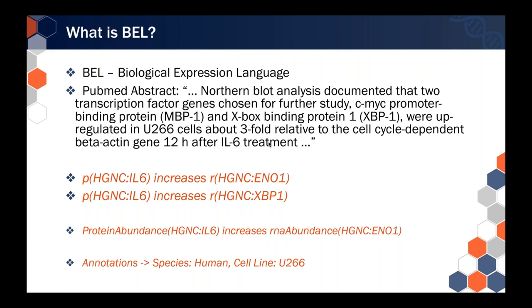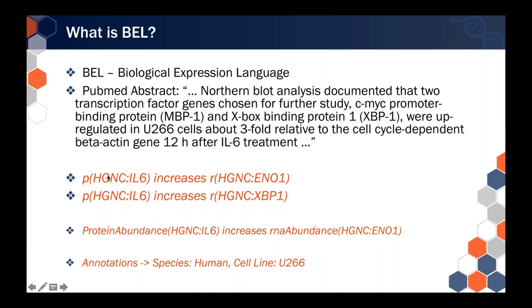So here with the What is Bell slide, a part of a PubMed abstract is being used to extract the fact that IL-6 increases the ENO1 protein, and it also increases the XBP1 protein. A couple of issues in biology are, how do you name things? How do you have a name that is unambiguous? The approach in Bell has been to put a prefix on it, like this HGNC colon that you see.